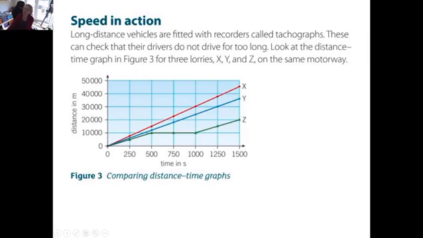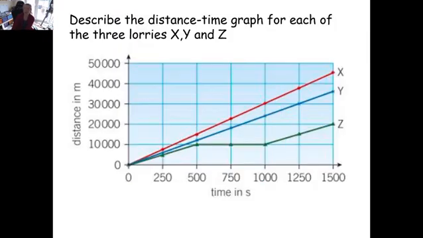tachographs, so that gives a very detailed description of the journey that a lorry will make. Now in this particular case you've got 3 lorries, X, Y and Z. What I would like you to do is pause the video here and just take some time to try and describe the distance time graphs for each of those 3 lorries. So pause the video here, and have a go at doing that.